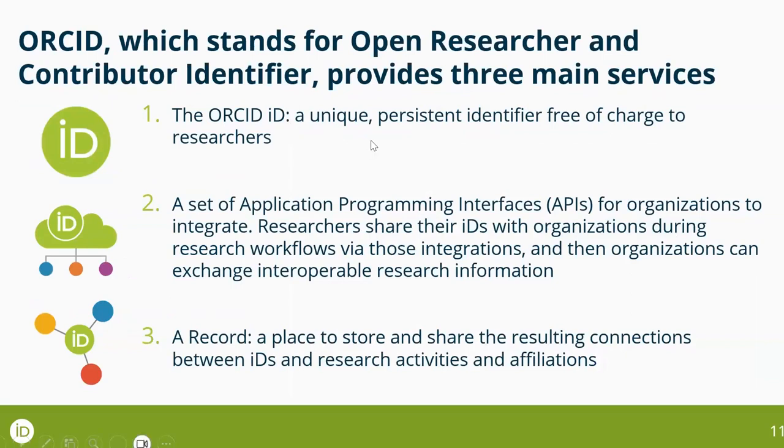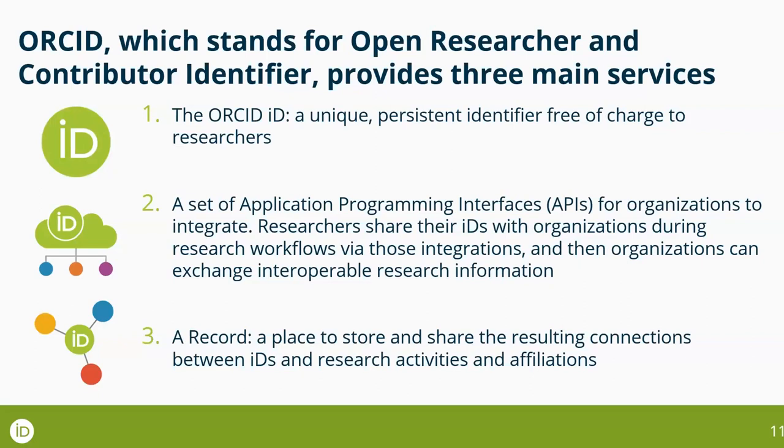And the second, just to clarify, when we say membership, ORCID's membership is for organizations. If you're an individual, you just need to register for an ORCID ID and you can start to use it in different workflows. The second service is that ORCID provides a set of APIs for organizations to use, so they can adopt those APIs into their systems, and researchers share their ORCID IDs with different organizations during different research workflows through those integrations.